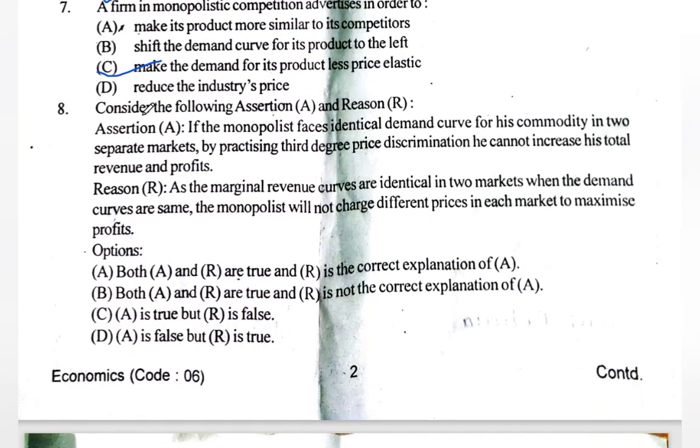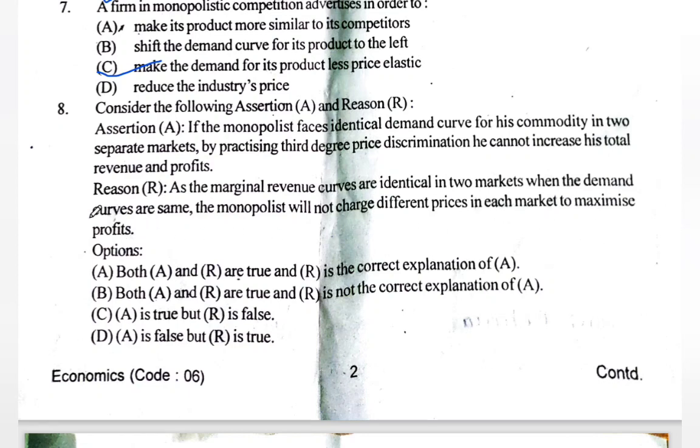Question number 8. This is an assertion reason question. Assertion says if the monopolist faces an identical demand curve for his commodity in two separate markets, by practicing third degree price discrimination, he cannot increase his total revenue and profit. The reason is, as the marginal revenue curves are identical in two markets when the demand curves are the same, the monopolist will not charge a different price in each market to maximize profit.